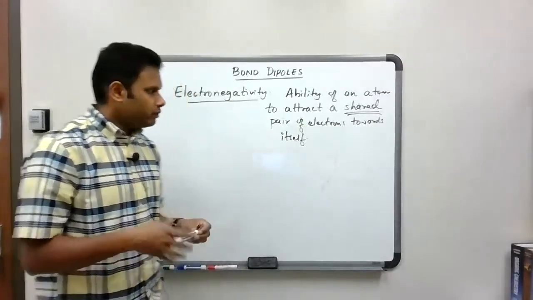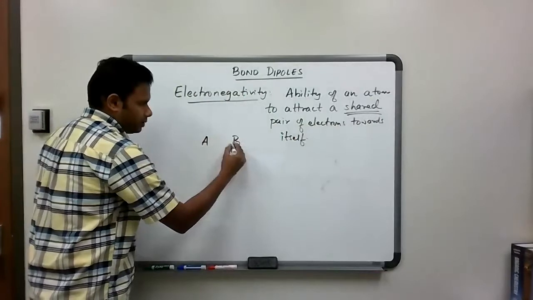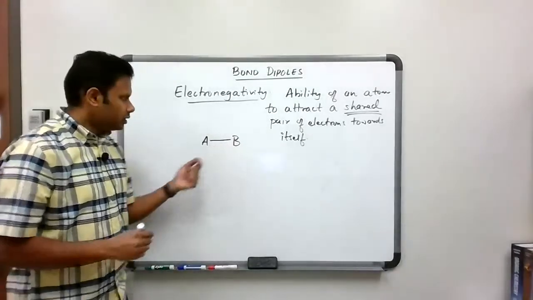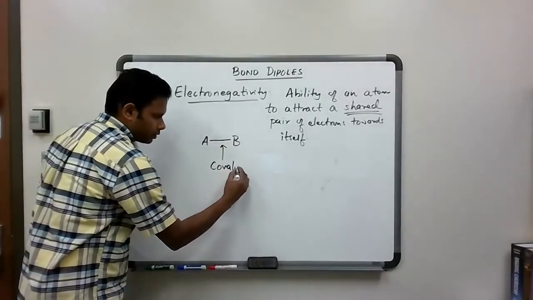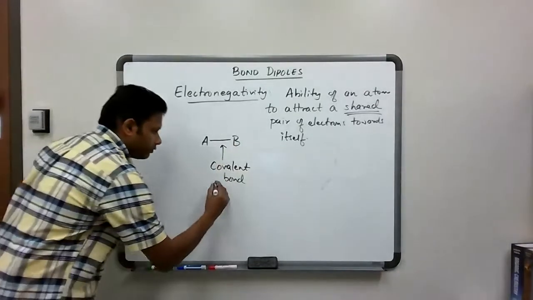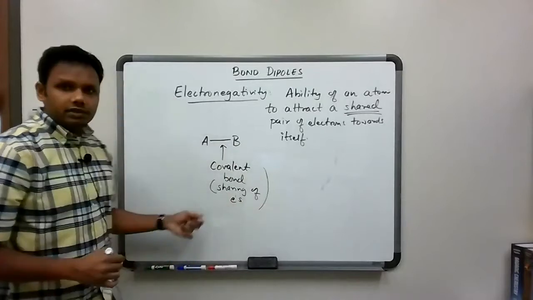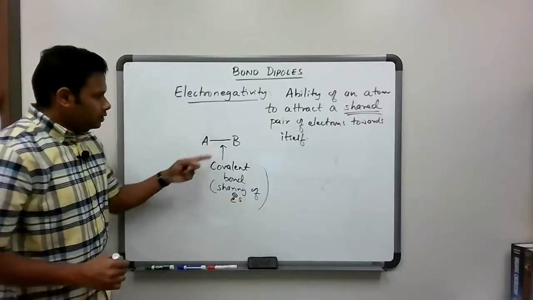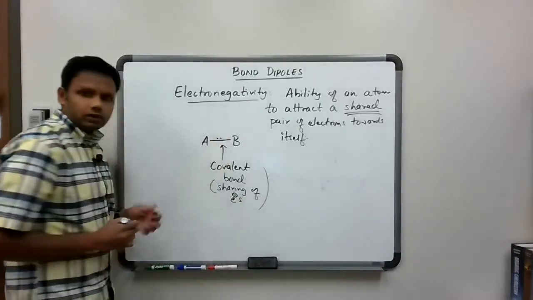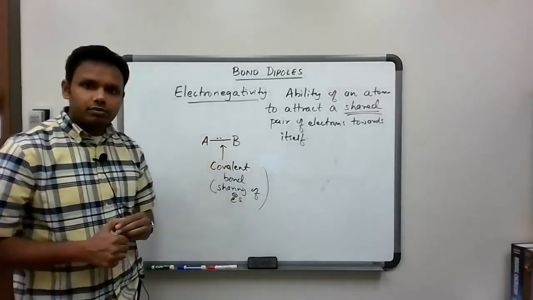What does that mean? When we have a bond, let's say we have two hypothetical elements, A and B, and they are bonded to each other by a covalent bond. We've discussed covalent bonds before. Remember that these bonds are formed by the sharing of electrons. So in this bond, and in fact for any bond, there are two electrons. One is contributed by A, the other by B.